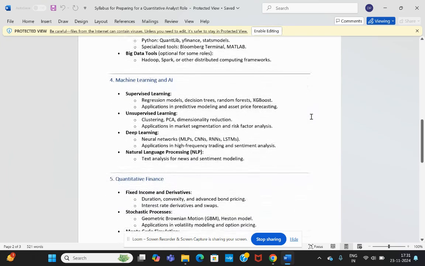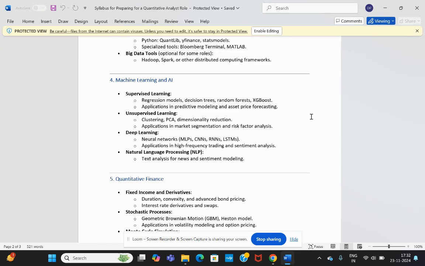And then the most important topic, that is machine learning and AI. Currently, AI and machine learning are highly used by quantitative analysts. And in these we will learn supervised learning, unsupervised learning, deep learning, and neural network preprocessing.